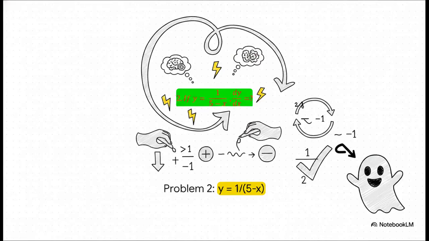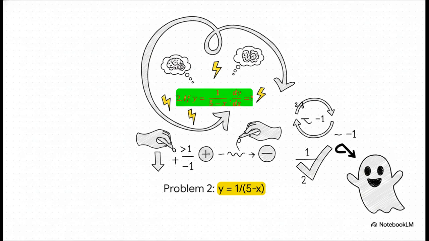All right, here's problem 2. Y equals 1 over 5 minus x. Let's run our new mental algorithm. The power on the bottom is an invisible 1, right? Multiply that by the numerator. So 1 times 1 is 1. Flip the sign, that gives us negative 1. Increase the bottom power to 2, so now we have 5 minus x squared.